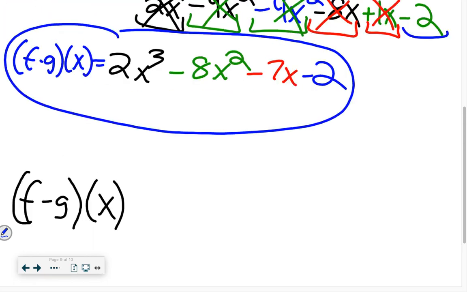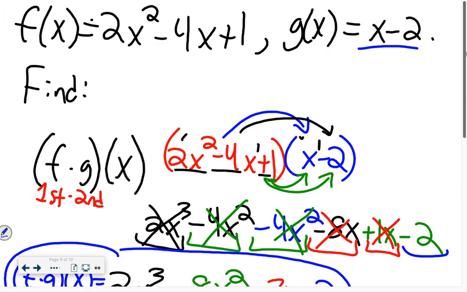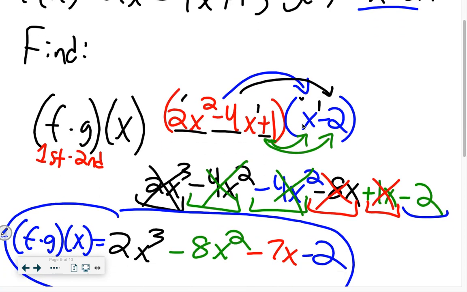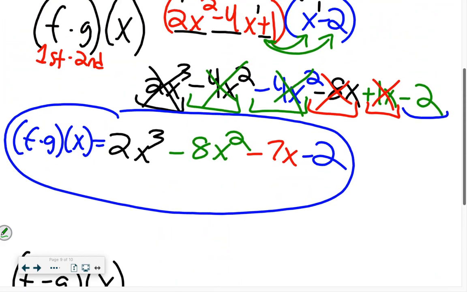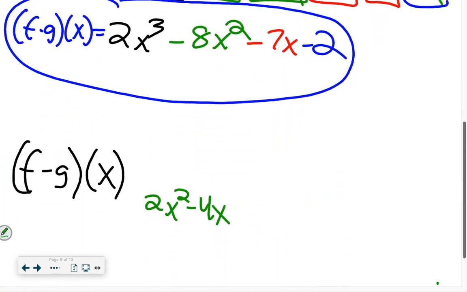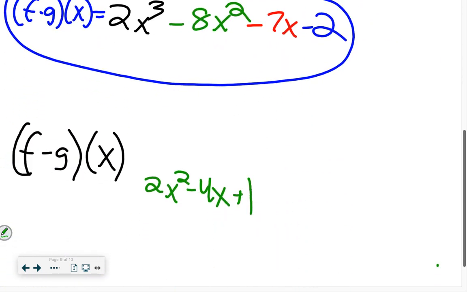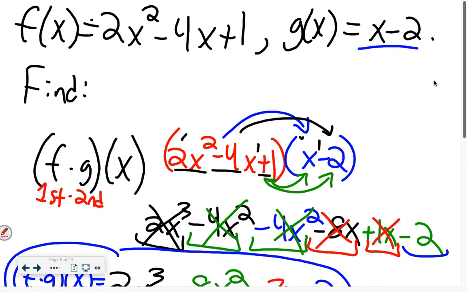And then last but not least, f minus g of x. So I'm going to rewrite my two equations again. So we got 2x squared minus 4x, and I forget the last number again. It's +1. So that's my first equation, and it's my first minus my second. And my second equation is what? X minus 2.